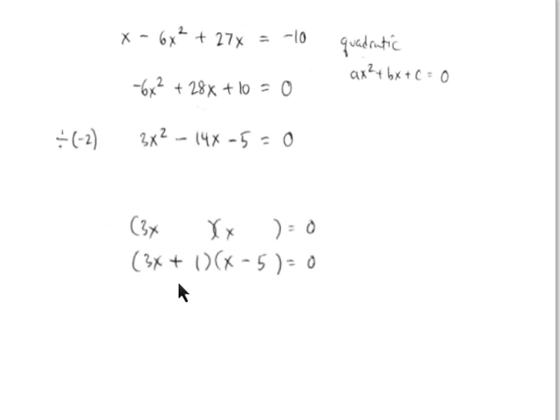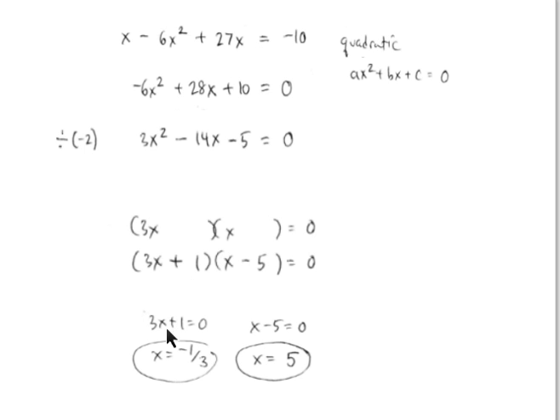We can accomplish this by filling in a plus 1 and a minus 5 in this order, and noticing that 3x times negative 5 is negative 15x, and 1 times x is plus 1x, negative 15x plus 1x is the negative 14x. So we've factored this correctly, and now it's just a matter of setting each factor equal to 0 and solving. Your final answer for this problem is x equals negative 1/3 and x equals 5.